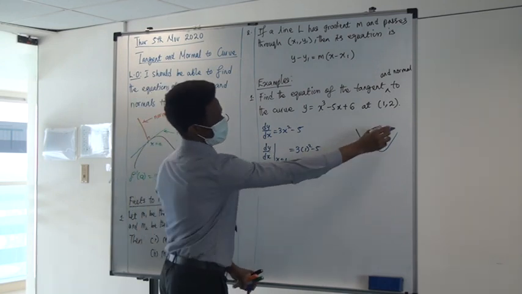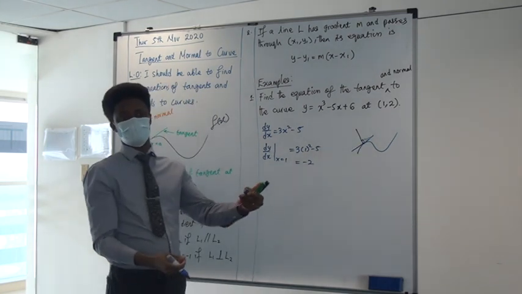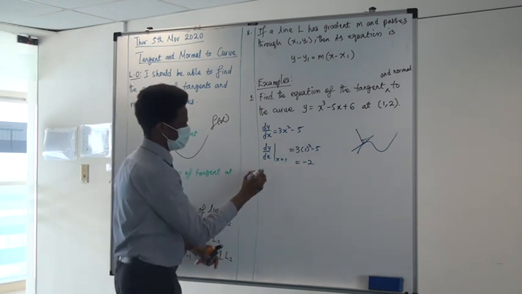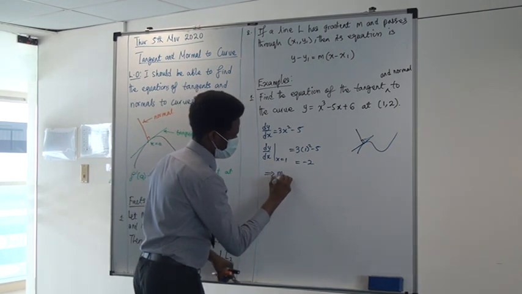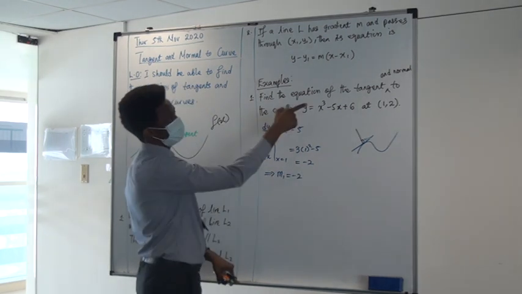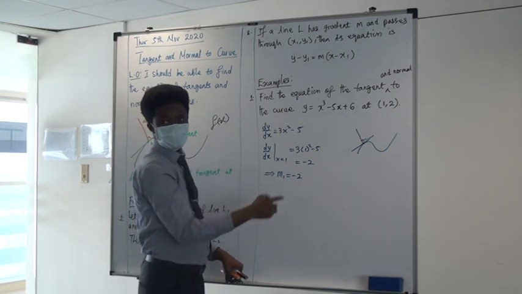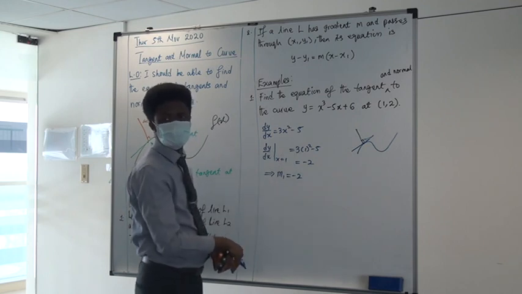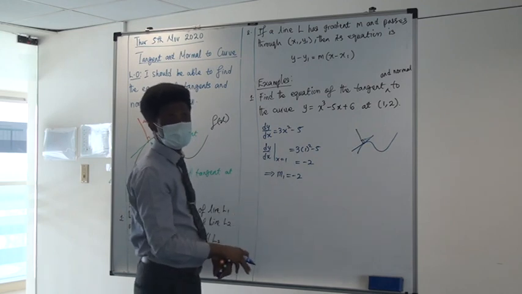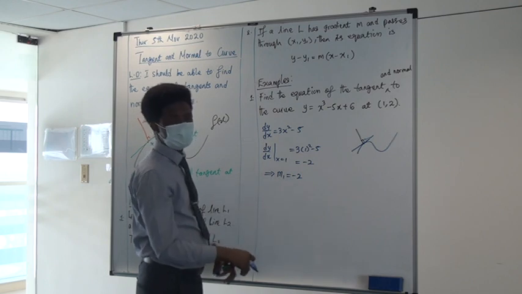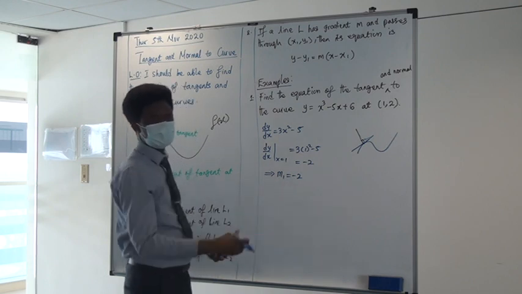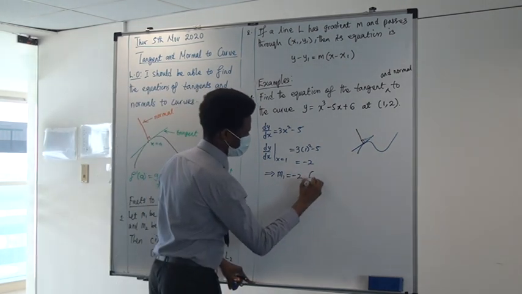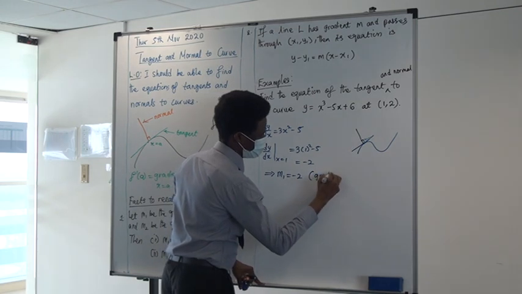Now, the gradient of the curve at this point is also the gradient of the tangent at that point, which is negative 2. Do you understand what I mean? So this implies that M1 is equal to negative 2. I call it M1 because I'm dealing with 2 lines now, tangent and normal. If you are dealing with only tangent, just use M, no subscripts. For normal, you need M1, clearly, because you have to find the equation of the normal from the tangent. So M1 is the gradient of the tangent.